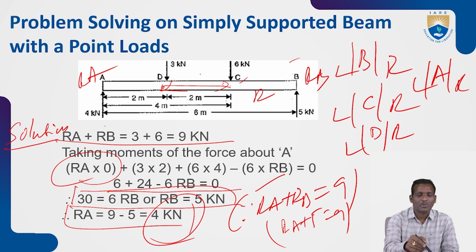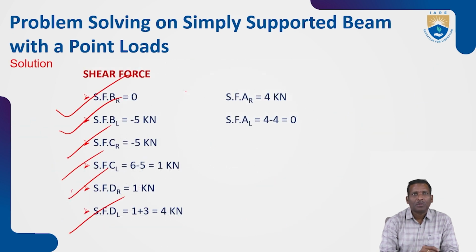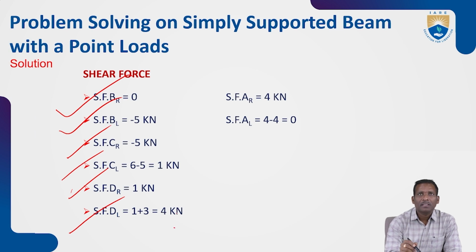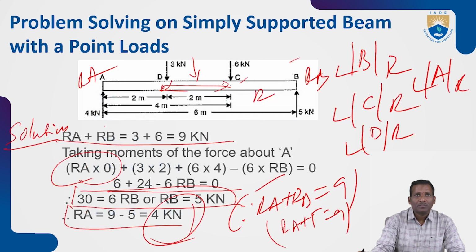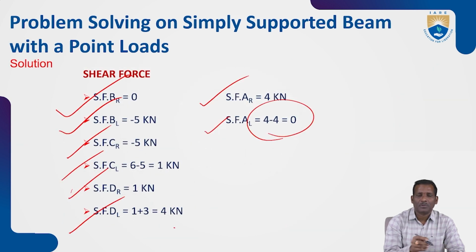So at D right is 1 kilonewton, D left is 1 plus 3. Here 3 kilonewtons is acting downward, so that is 4 kilonewton. Now the remaining point A: the shear force A right is 4 kilonewtons and remains constant, and A left is 0. Why? Because 4 kilonewton minus 4 kilonewton, there are no other forces. So 4 minus 4. This 4 carries forward up to the right, and again the 4 is acting upwards. That's why the shear force at A left is 0.